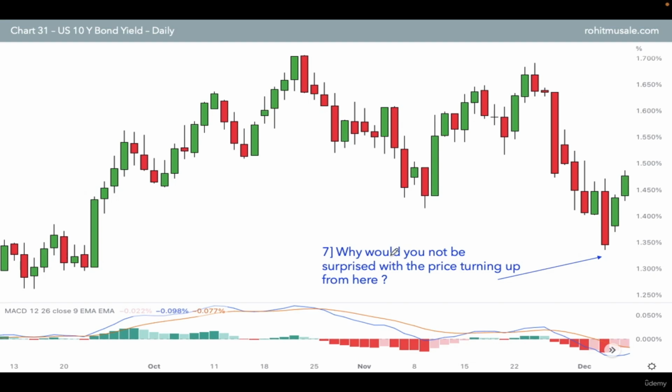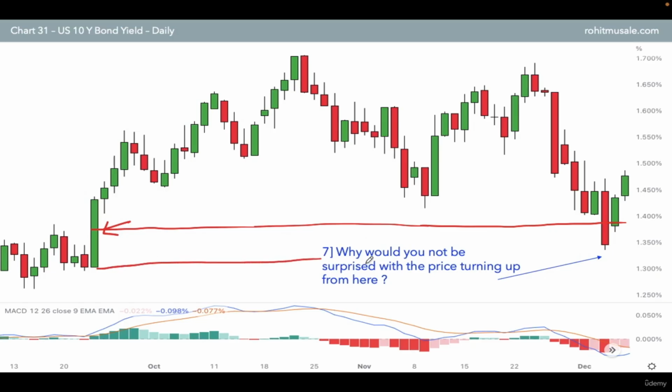Number 7, why would you not be surprised with the price turning up from here? So I would not be surprised when the price turned up from here, because if you look at this candle, it satisfies our criteria for a long white real body. So you draw this line. That's a 50% level, right? And that's the low. The low of that line becomes support. So between that support zone, the price has chosen to turn up. So that's why I would not be surprised to see the price has turned from here, because this candle is a very important candle.